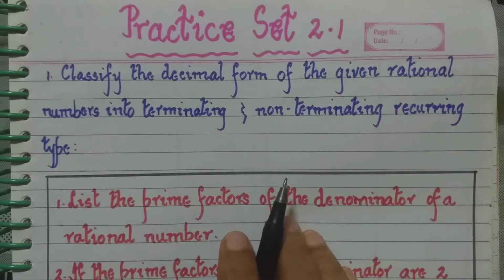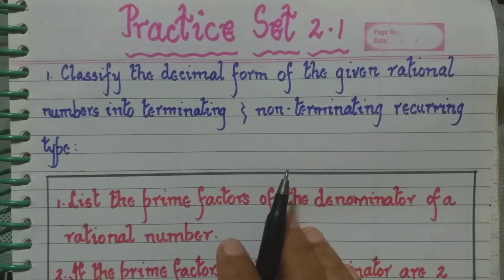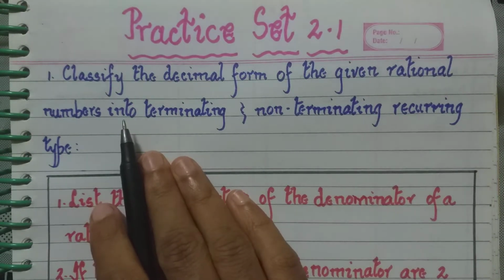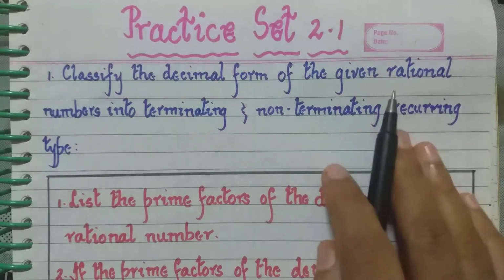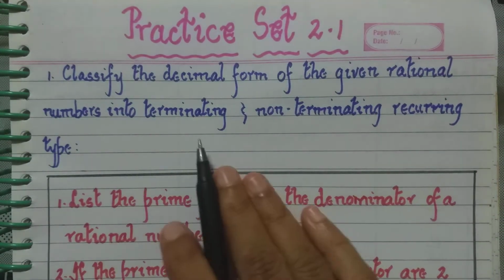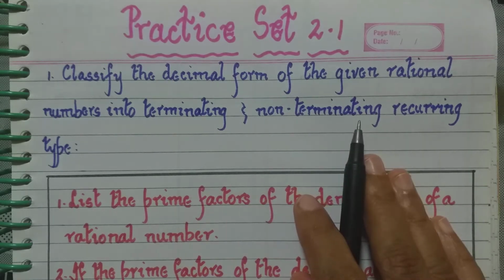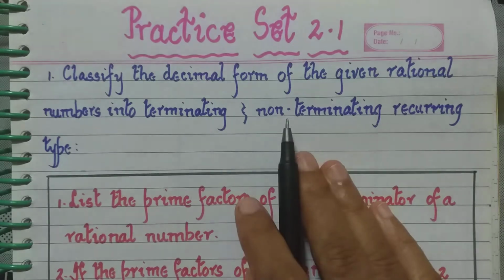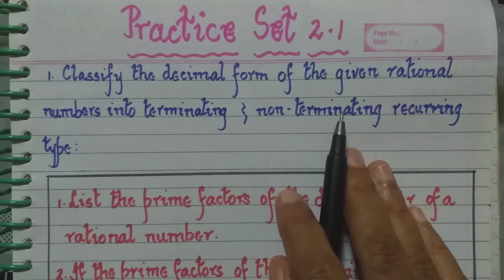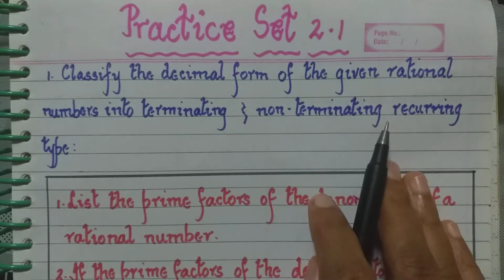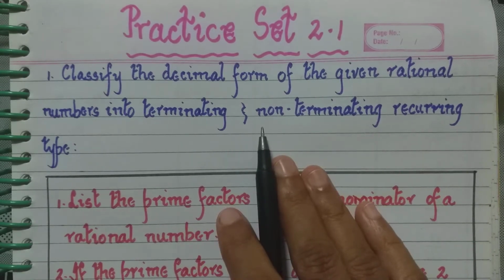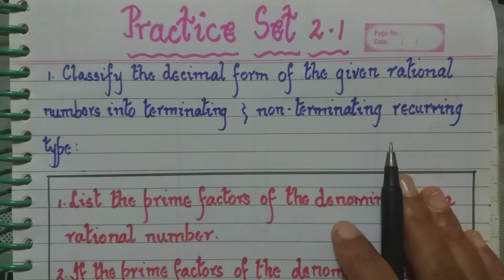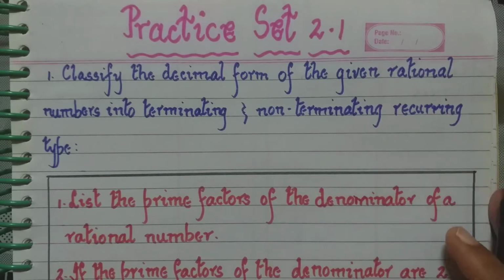We go to the first exercise in chapter 2, real numbers, practice set 2.1. The first question: classify the decimal form of the given rational numbers into terminating and non-terminating recurring type. Now here you have certain fractions given to you and you have to classify them into terminating type or non-terminating recurring type. Now let us see what are the steps which you have to follow.